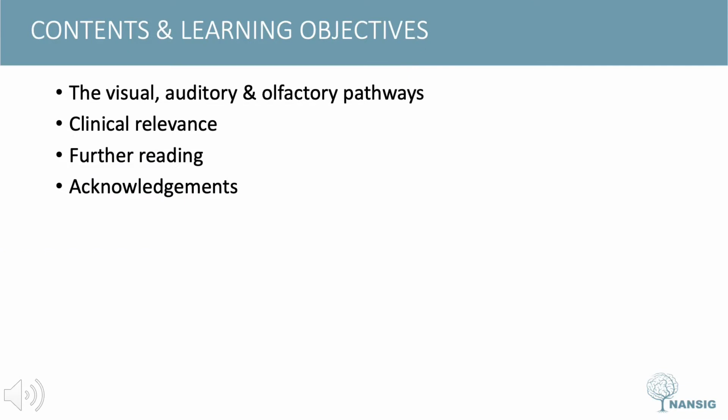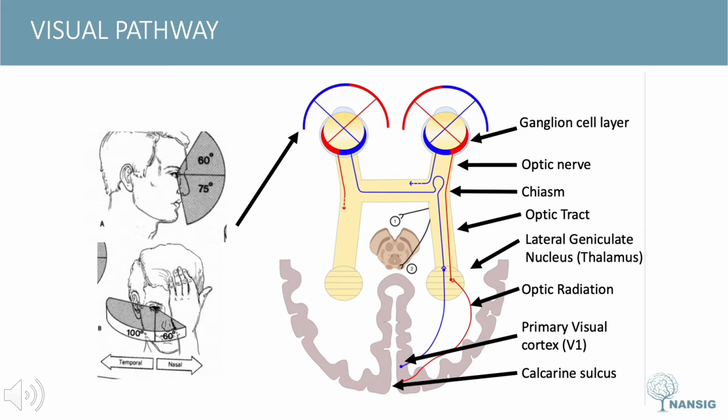In this video, we aim to cover the core knowledge you'll need to understand the visual, auditory and olfactory neuroanatomical pathways and their clinical significance, and I'll conclude with some suggestions for further reading for your interest. So first off, let's start by getting to grips with the visual pathway, which is arguably the most well characterized.